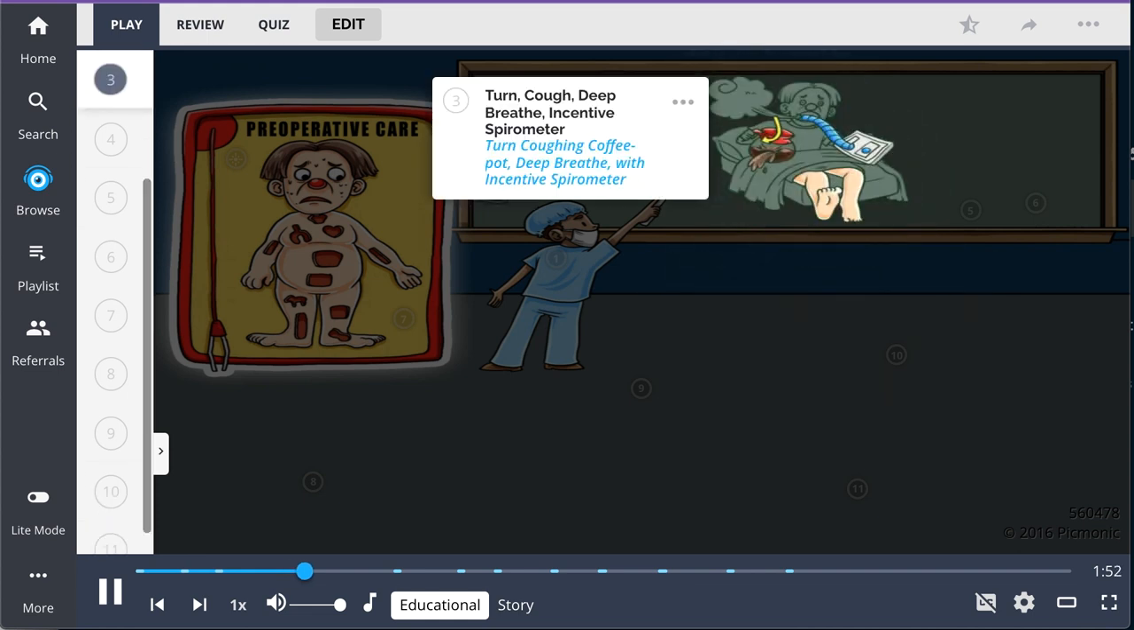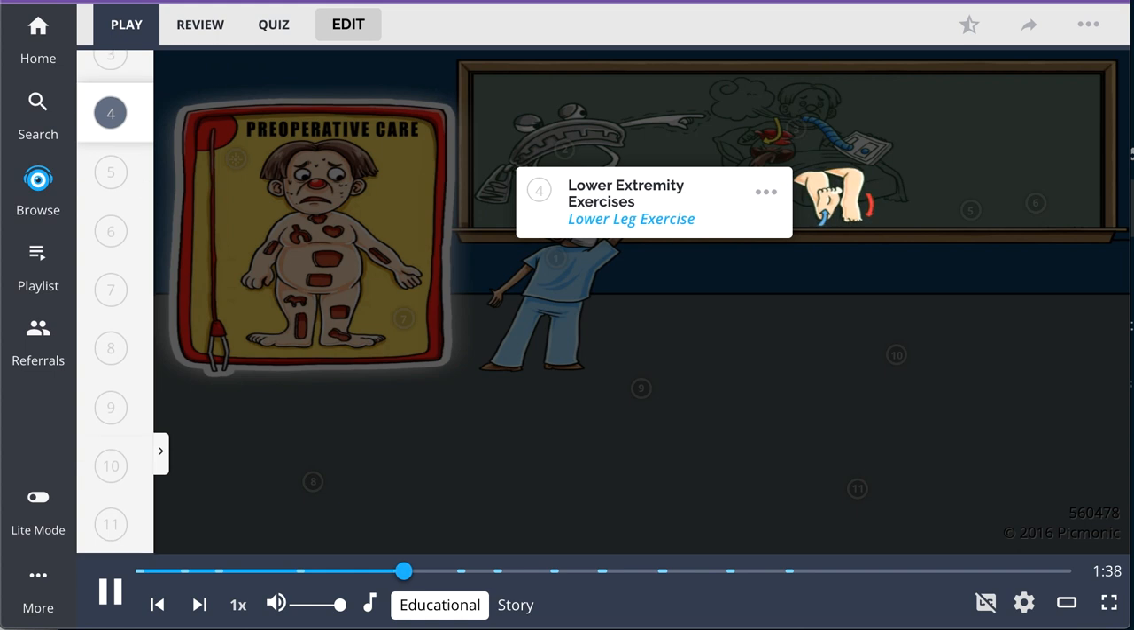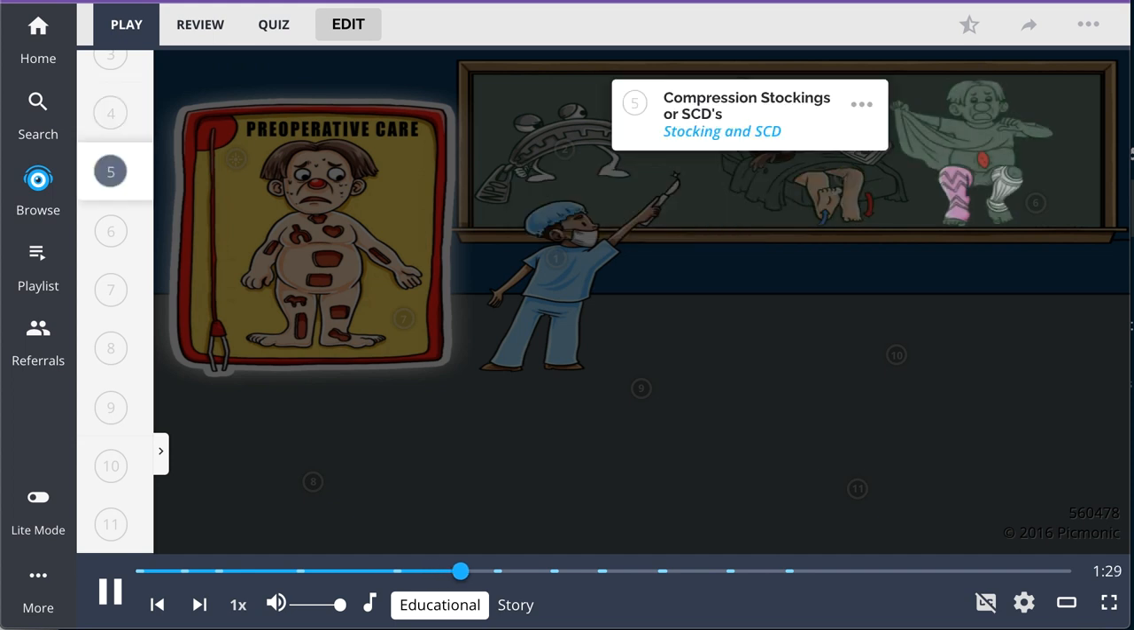To prevent respiratory problems, the patient will be educated about the importance of turn, cough, and deep breathe exercises, as well as using the incentive spirometer, shown by the turn coffee, deep breathe with incentive spirometer in hand. The same is true for preventing DVTs by teaching the patient to perform lower extremity exercises, shown by the lower leg exercises being performed, and to wear compression stockings or SCDs, the stocking and SCD being worn.